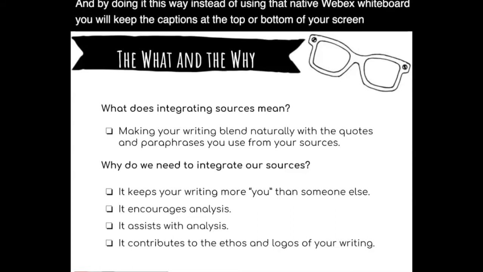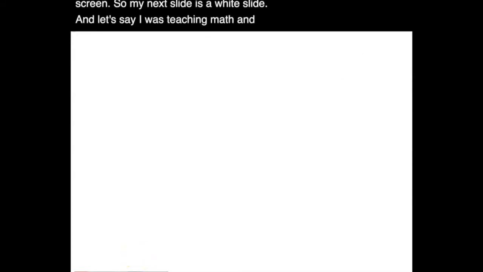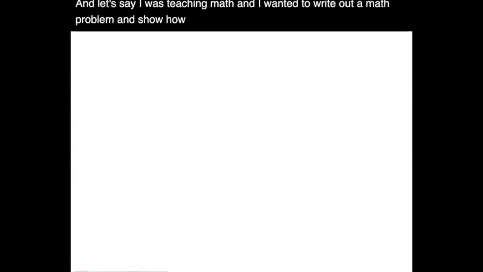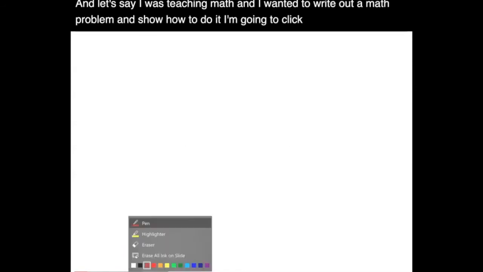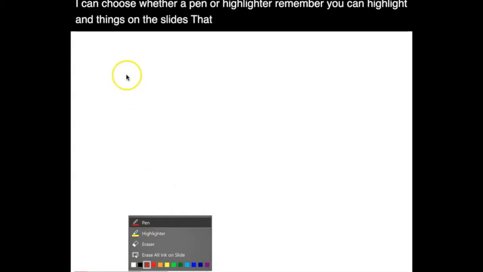My next slide is a white slide, and let's say I was teaching math and I wanted to write out a math problem and show how to do it. I'm going to click on the pen down here at the bottom. I have some options here. I can choose the color, and I can choose whether a pen or a highlighter. Remember, you can highlight things on the slides that have material as well. But now I can write out a problem.